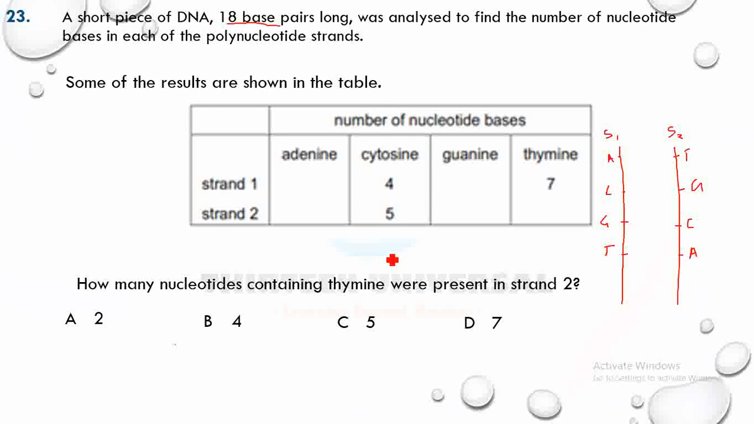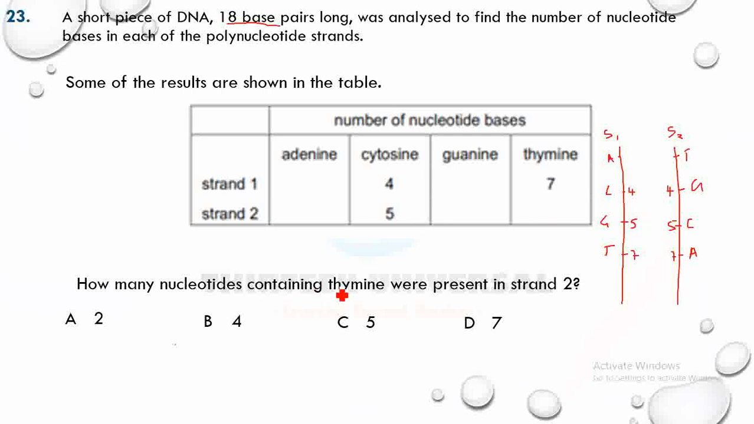Now let's play this game. For strand 1, we have 4 cytosine. And if it's 4 there, automatically guanine here will be 4. Still on strand 1, we have 7 thymine. That means adenine here with 7. Now if you check strand 2, we have 5 cytosine. That means that guanine on the first strand will be 5.